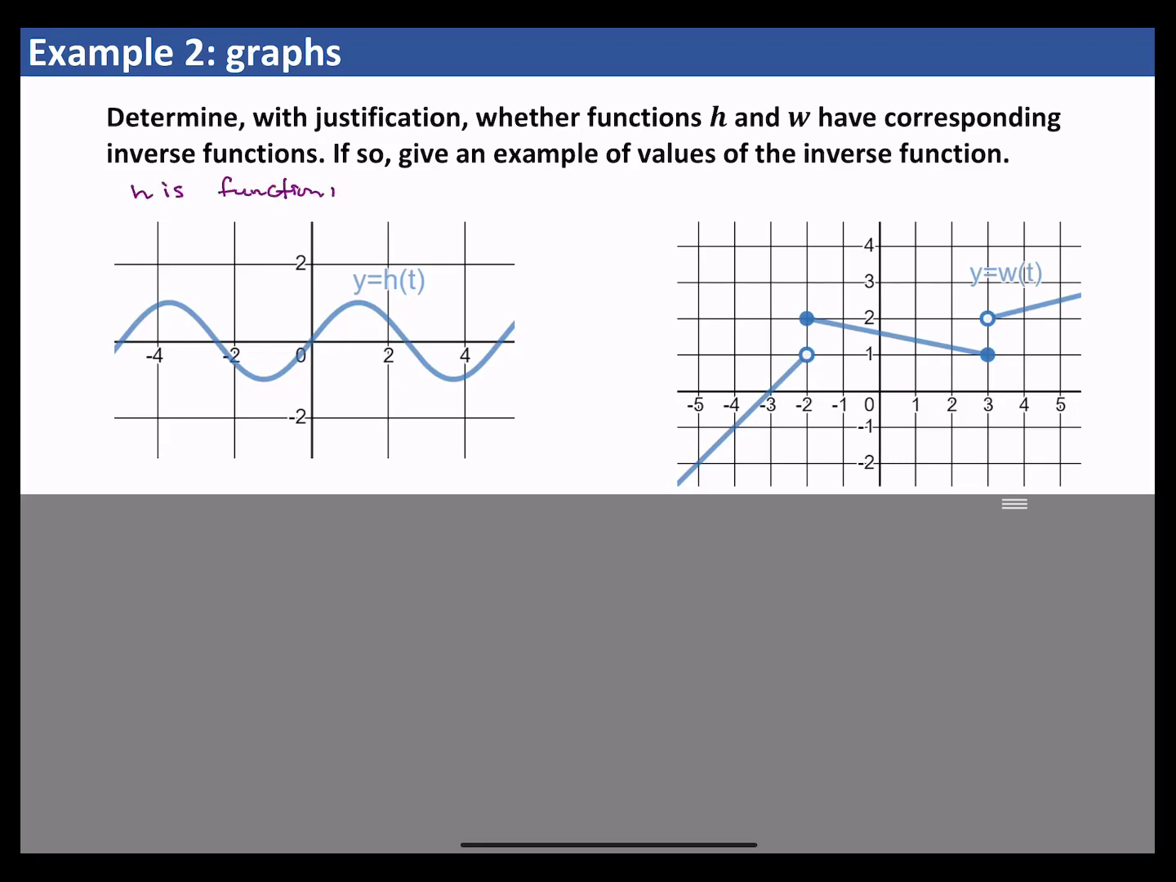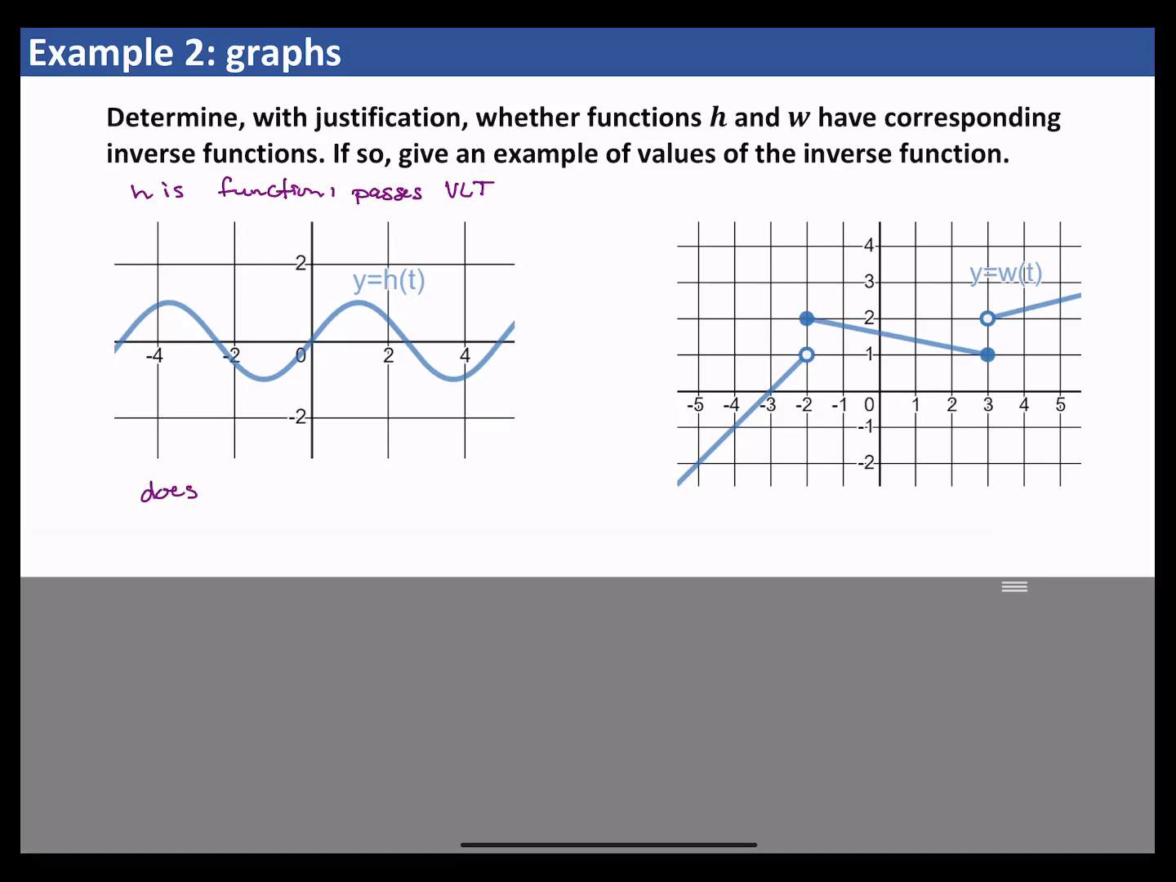And if h has an inverse function, then by reversing the process, every output must correspond to one and only one input. So let's look at the output of, let's say, y equals 0.5. We see that 0.5 corresponds with more than one input. In other words, because the horizontal line y equals 0.5 intersects the graph of h more than once, h does not have an inverse function.